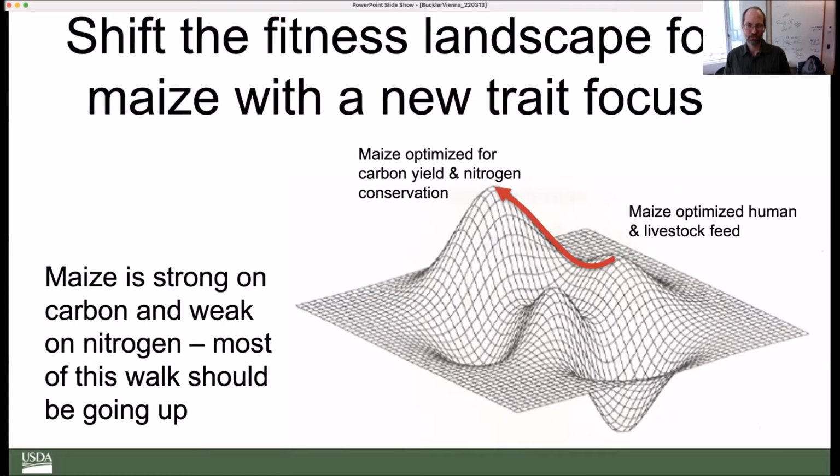And so our thinking in this area is, over the last 10,000 years, maize has really been optimized as a feed and food for humans and livestock feed. But maize isn't really that good, especially on the nitrogen side, which is some of what this is all about. So what we're talking about is optimizing maize for carbon yield and nitrogen conservation. And so I think there's an opportunity to walk up an adaptive landscape without going through a giant dip, because we're essentially working towards its strengths.